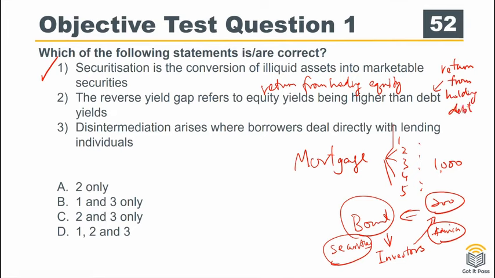Normally the yield gap is the equity yield minus the debt yield. It is normal because the equity holder requires a higher yield compared to the debt holders because of the risk exposure and the creditor hierarchy structure. So in general, equity yield should be higher than debt yield. That is the normal yield gap, and the reverse yield gap is the opposite: the debt yield is higher than the equity yield. The statement here says that the reverse yield gap refers to equity yields being higher than debt yields, so it is not correct. It should be debt yields higher than equity yields.